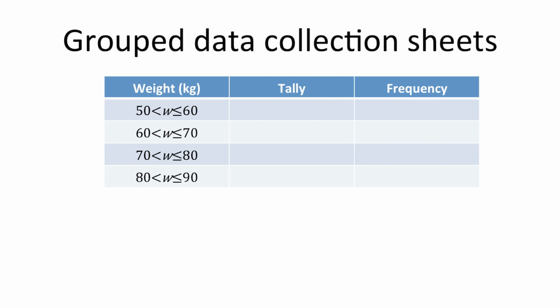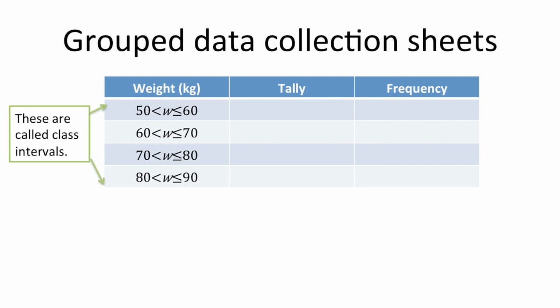Now, in addition to doing ungrouped data collection sheets, you're also going to have to be able to do grouped ones. And here is an example of a grouped data collection sheet. Now, what I want you to notice is that first column. We're examining weight, but if you notice, it's not just single numbers in each one. We've actually put in an interval on each row. And these are called class intervals.